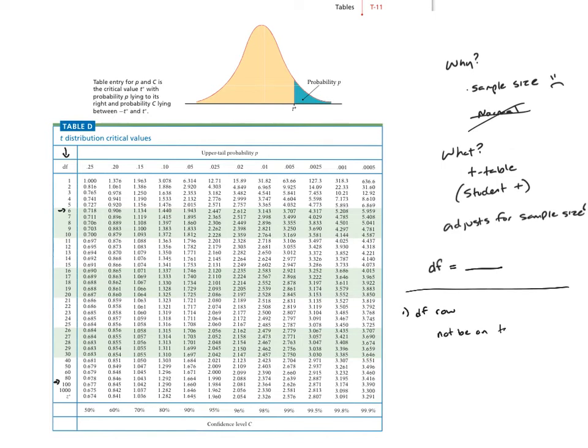If it's not on the table, then we need to adjust somehow, and we'll adjust that by going ahead and always round down. So, for instance, if I have degrees of freedom 37, well, 37 is not on the table. In fact, 37 would be like right in between here, right? I go ahead and I always round down, so I would use 30 on the table. The next video we'll talk about why we round down and exactly what the T distribution is doing.